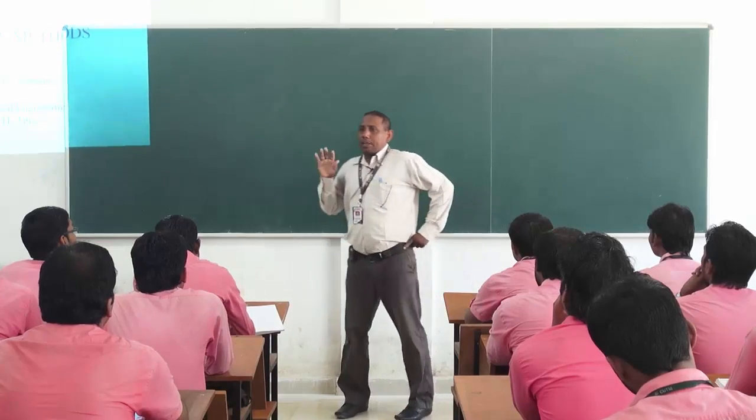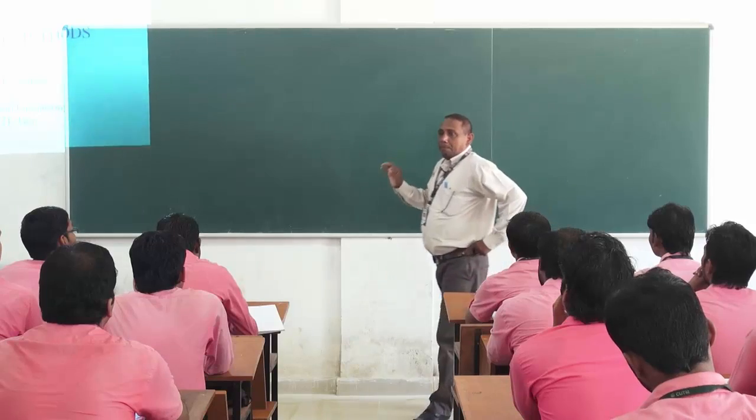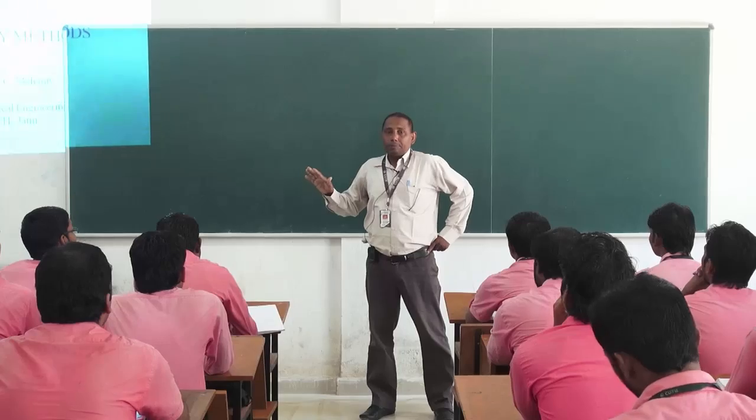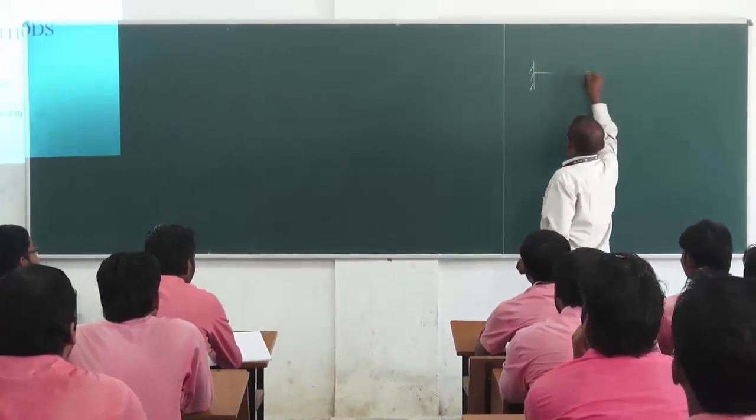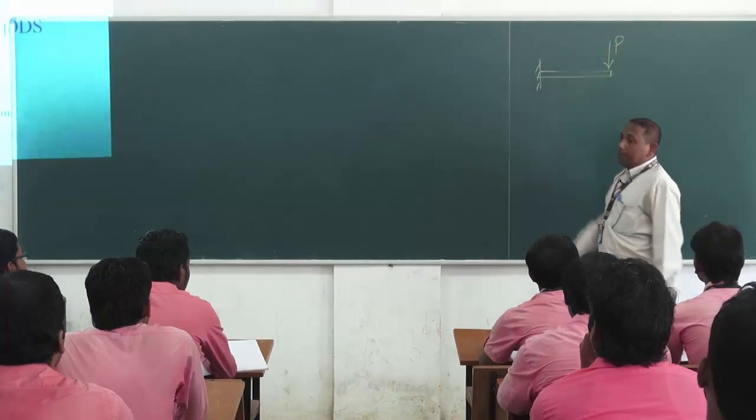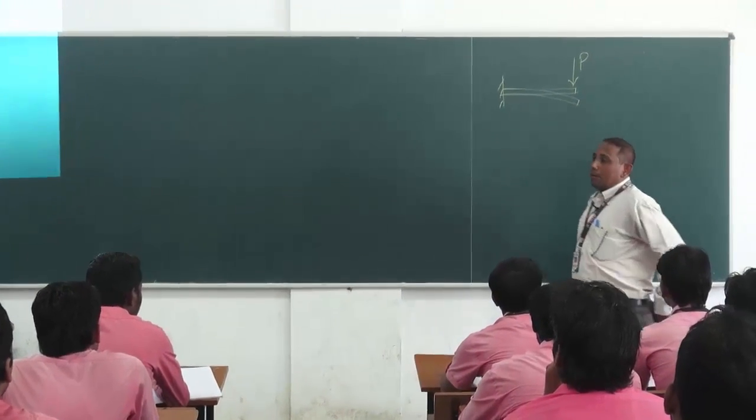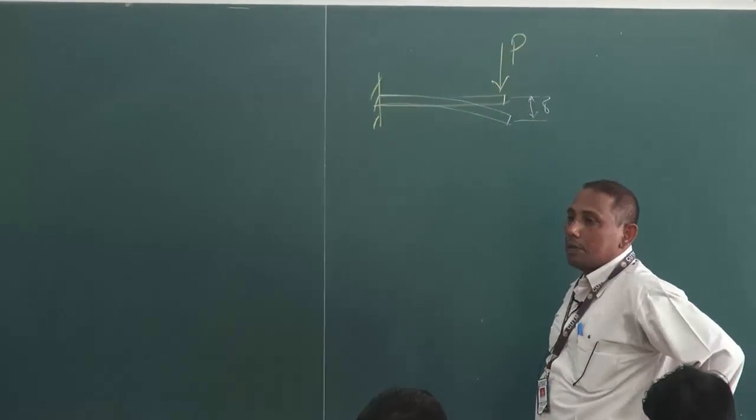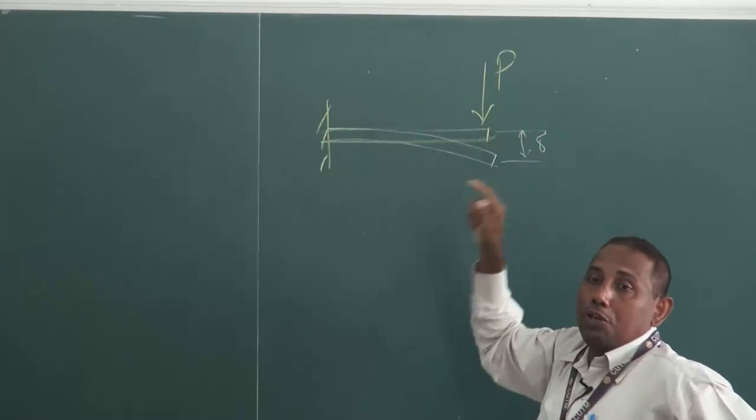It is generally observed that any beam, when it is externally loaded, will deflect from its original position. For example, let us take a cantilever beam. It is the external load applied. So under the external load, the beam will deflect, and this is the amount of deflection. Before load is applied, this is the original position and this is the deflected position after load is applied.